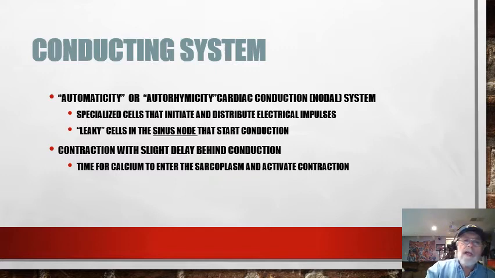Okay, a couple other things. One other thing I should mention is that the contraction we see of the muscle is slightly behind the conduction, so the conduction goes through a little faster than the contraction. The reason is, when we talked about skeletal muscle, the action potential went along the sarcolemma and down the sarcomere, and it allowed calcium to be released in the sarcoplasm, which then bound to the troponin that allowed the tropomyosin to start to pull.